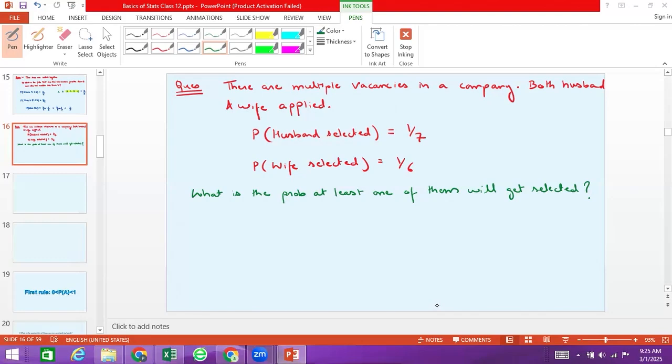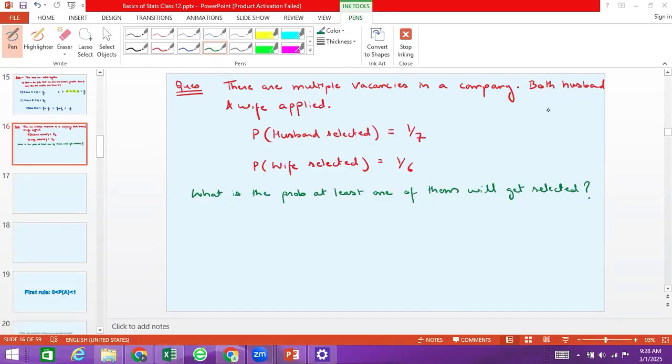So is it one minus, then again one minus 1/7 into 1/6? Is that correct? Are you getting 2/7? 2/7 is the answer. I haven't calculated the probability, and this is the logic. Okay, I have a doubt.